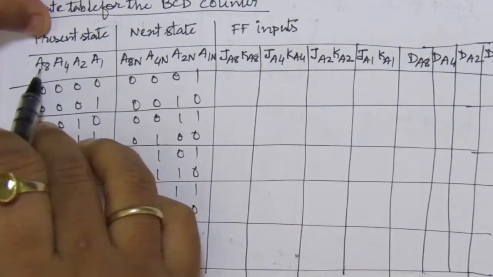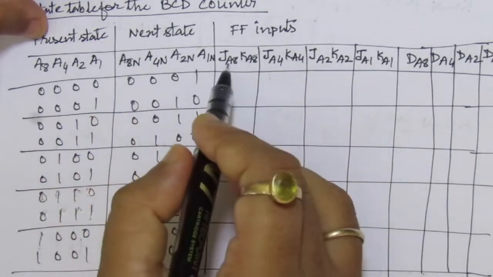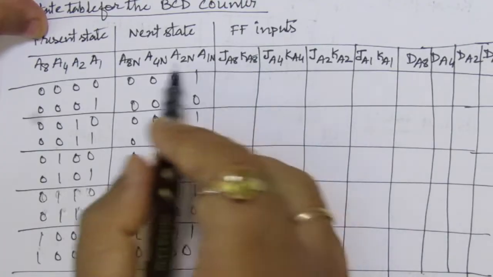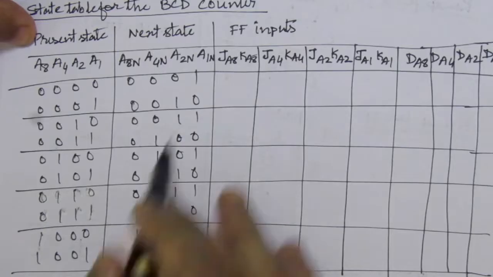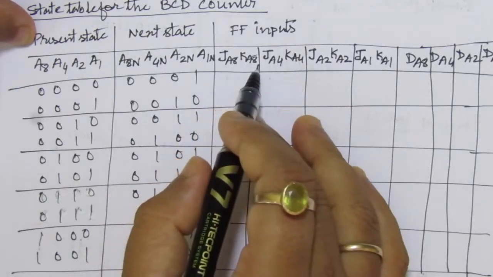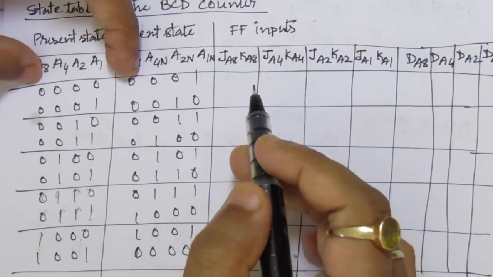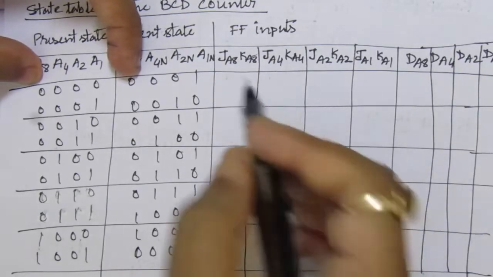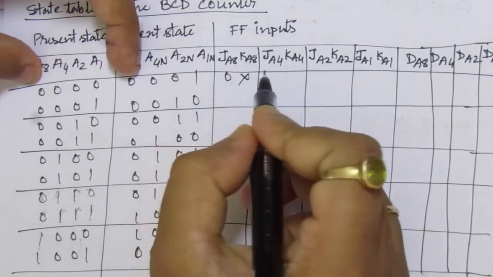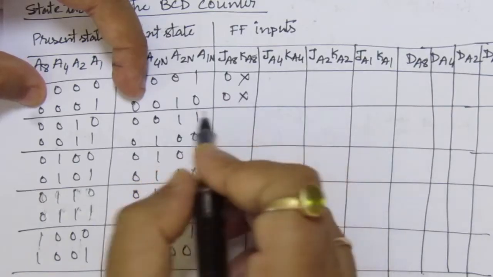So here we have A8, A8N, that means the next state. Here we have to fill out JA8 and KA8. Using the first column and this fifth column, we have to find out these JA8 and KA8 values. Using the excitation table, whenever the present state is 0 and the next state is also 0, the J and K inputs are 0 and don't care. Similarly here also 0 0, so we'll have 0 and don't care.